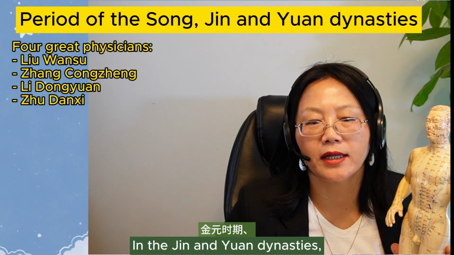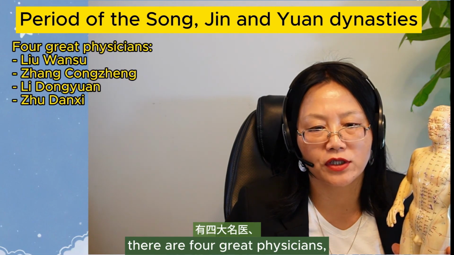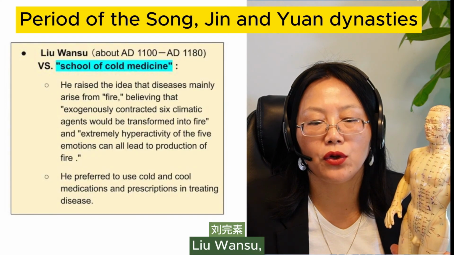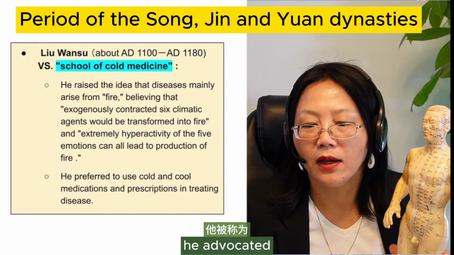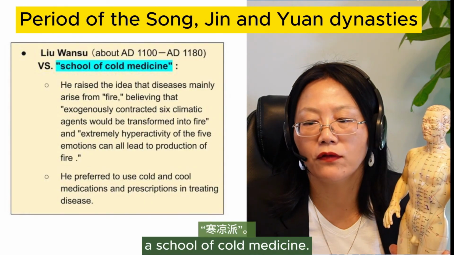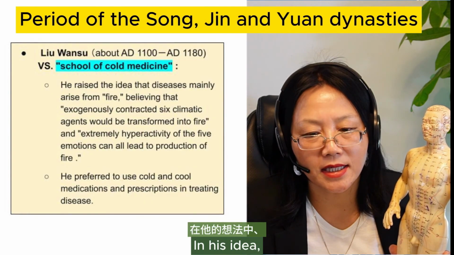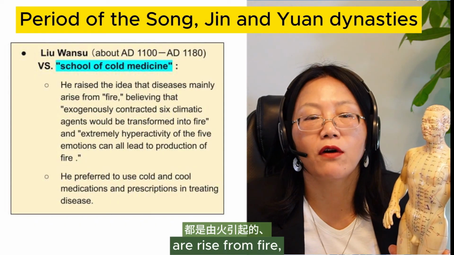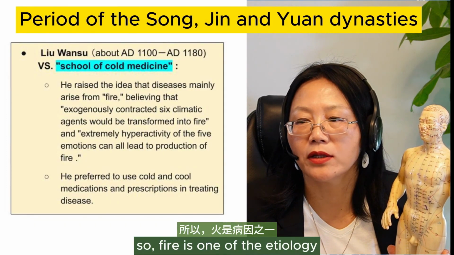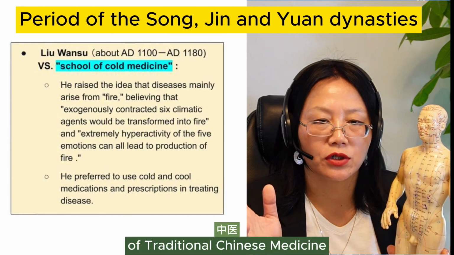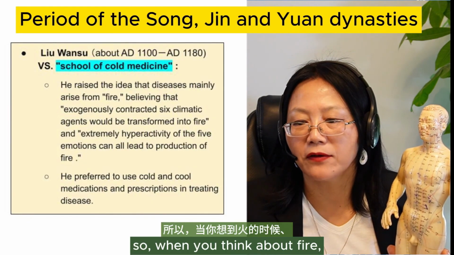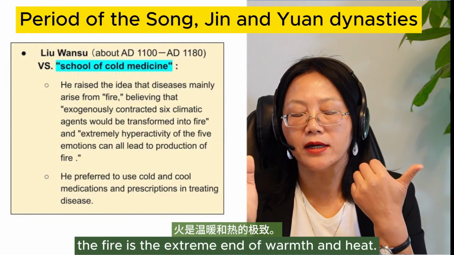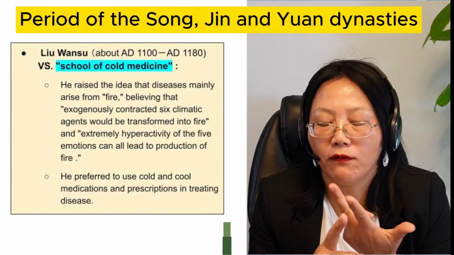In the Jing and Yuan dynasty, there were 4 great physicians. All of them have a big name. The first one we call Liu Wansu. He founded a school of cold medicine. In his idea, many diseases arise from fire. Fire is one of the etiologies of traditional Chinese medicine. You think about fire. The fire is not the fire you cook. The fire is the extreme of warm and heat.